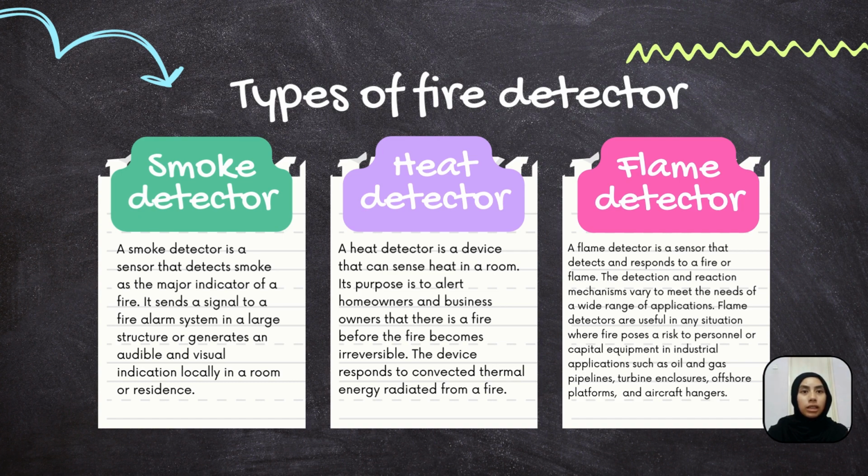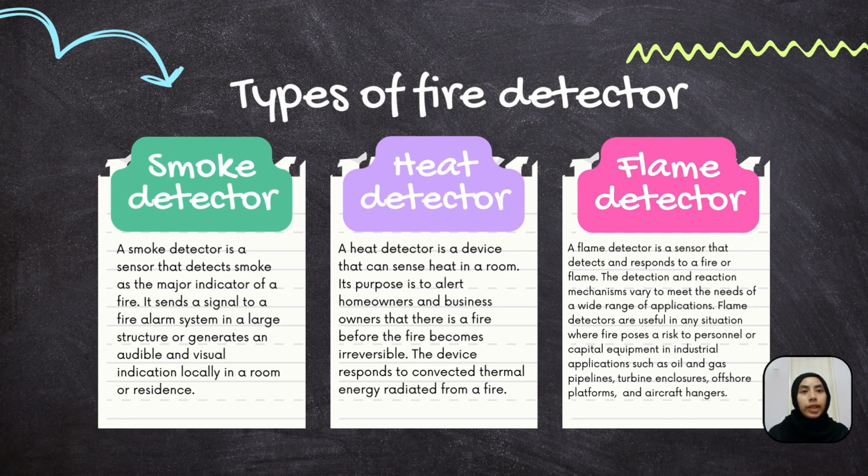Then, heat detector. A heat detector is a device that can sense heat in a room. Its purpose is to alert homeowners and business owners that there is a fire before the fire becomes irreversible. The device responds to convected thermal energy radiated from a fire. There are two main types of heat detectors on the market. Firstly, rate of rise heat detectors, and the second one is fixed temperature detectors.